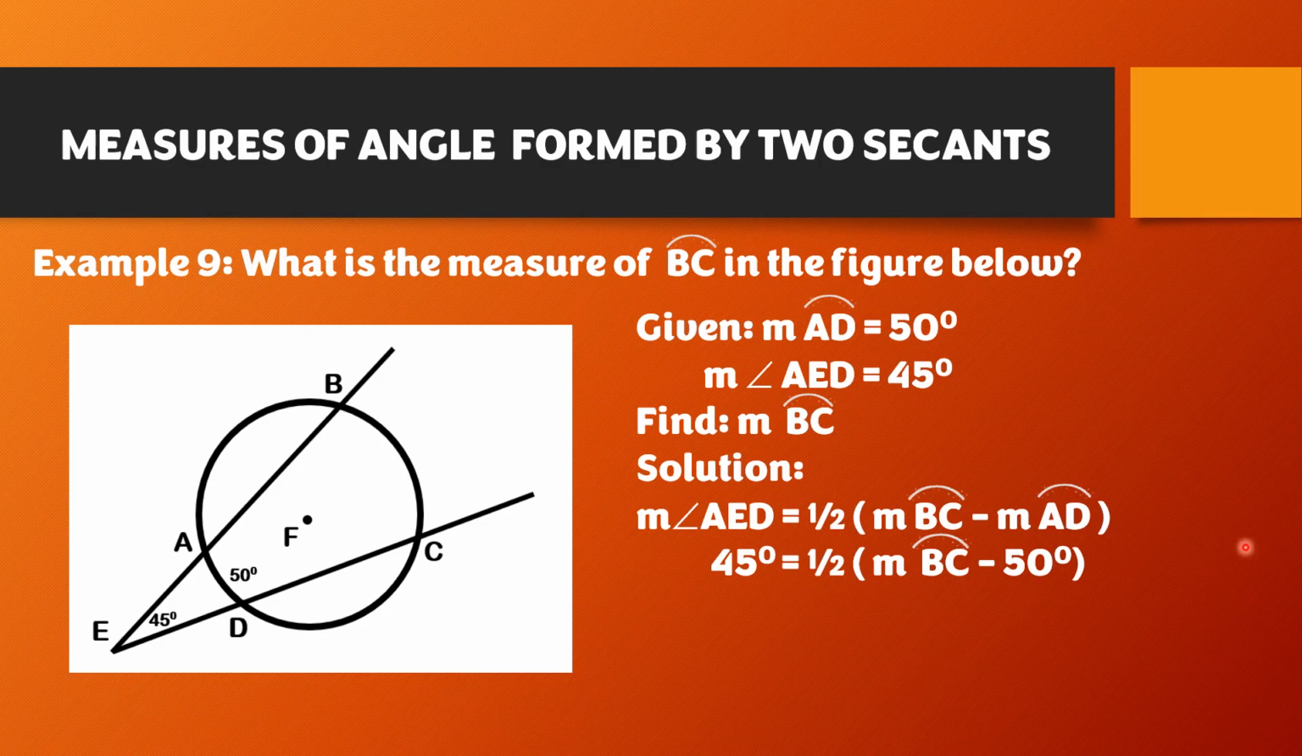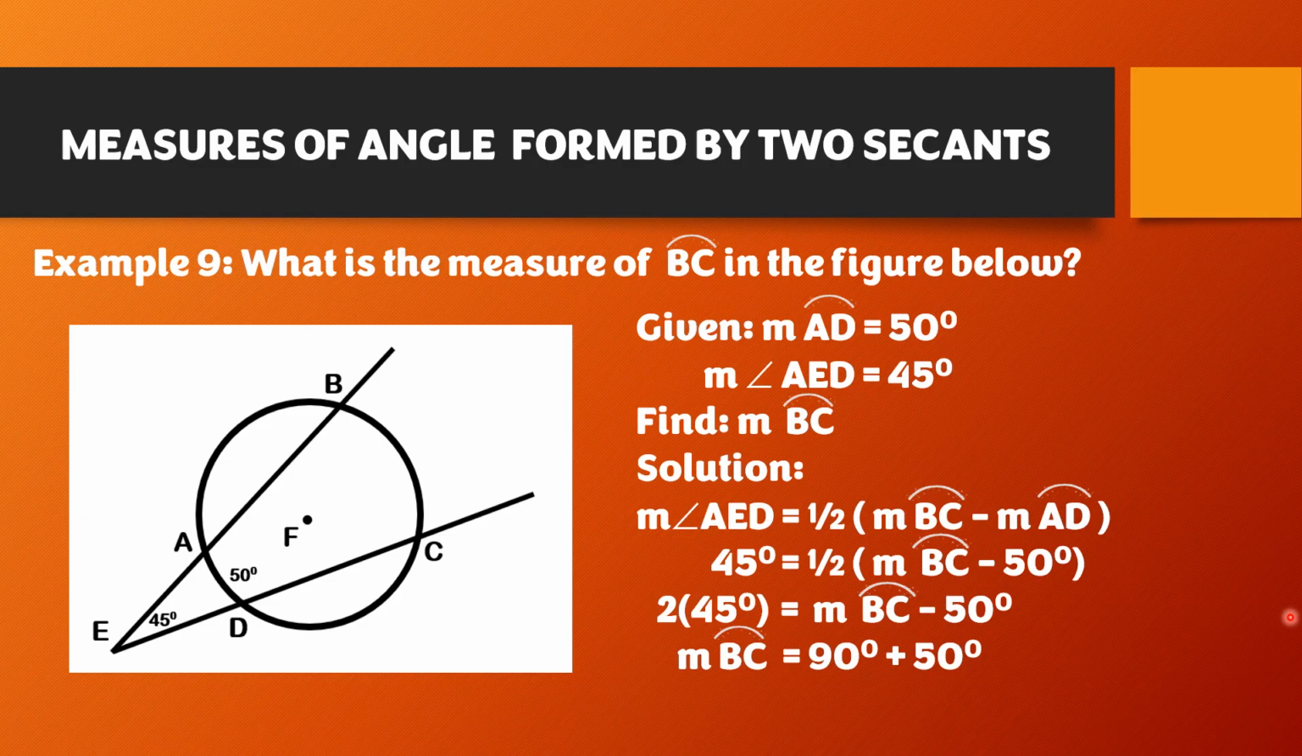And then next is we're going to simplify. So we're going to multiply the equation by 2. That's why we have 2 times 45 degrees is equal to, so here 1/2 times 2 is equal to 1 times the measure of arc BC minus 50, equals the measure of arc BC minus 50 degrees. And then next is we're going to simplify. So the measure of arc BC is equal to 90 degrees plus 50 degrees. So how did we get 90 degrees? That is the product of 2 and 45 degrees. 2 times 45 degrees is equal to 90 degrees.